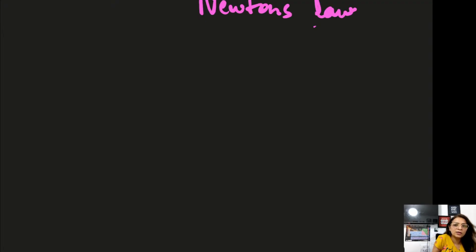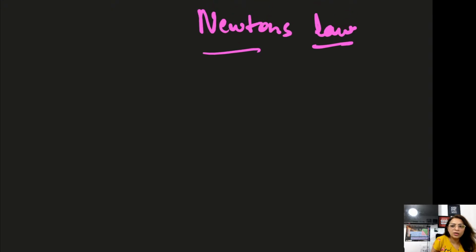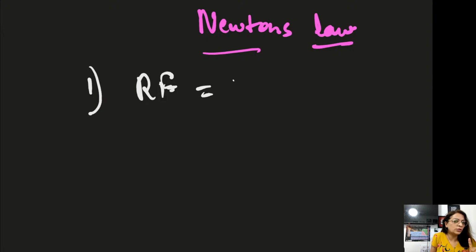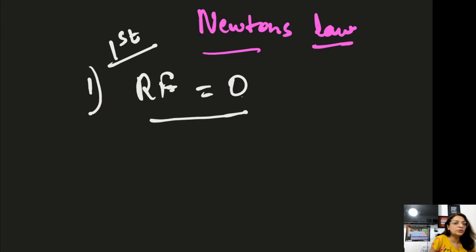Let's talk about Newton's laws quickly. Tell me what happens in the first law. Talk to me about the resultant force. What happens in the first law? Come on, at least. You need the resultant force to equal 0 for the first law. Resultant force is equal to 0, Scarlett.